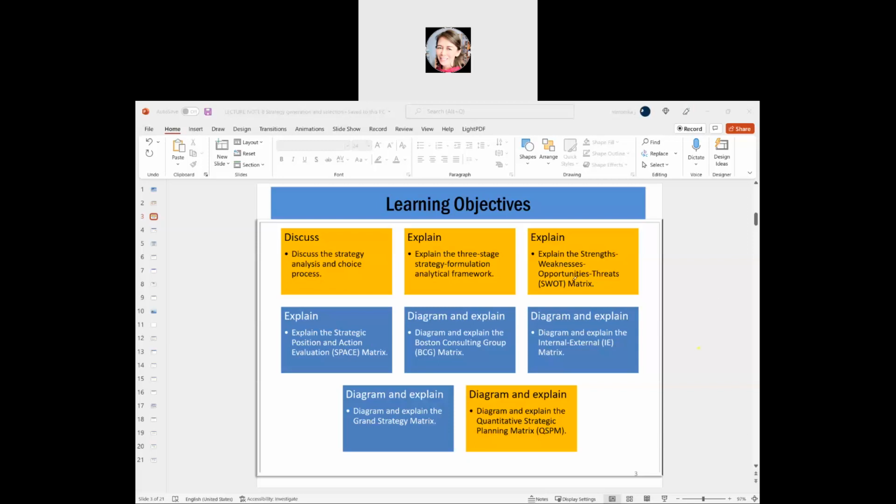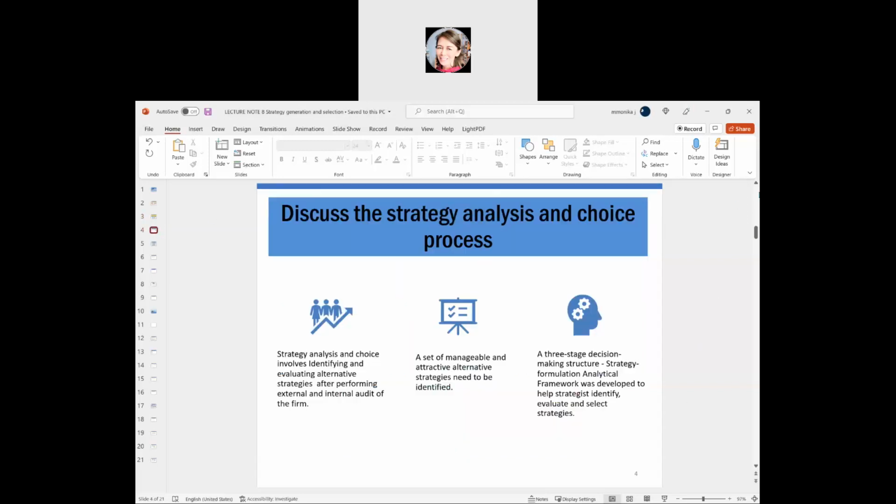Slide number 4. This particular slide informs the process of strategy analysis and decision making, or choice or selection. The typical process involves identifying and evaluating alternative strategies after performing the external and internal audit. I have just mentioned this.